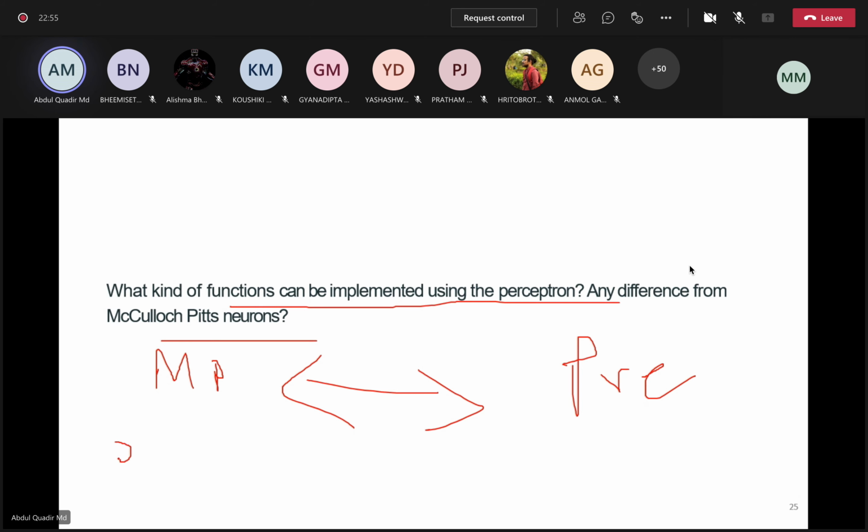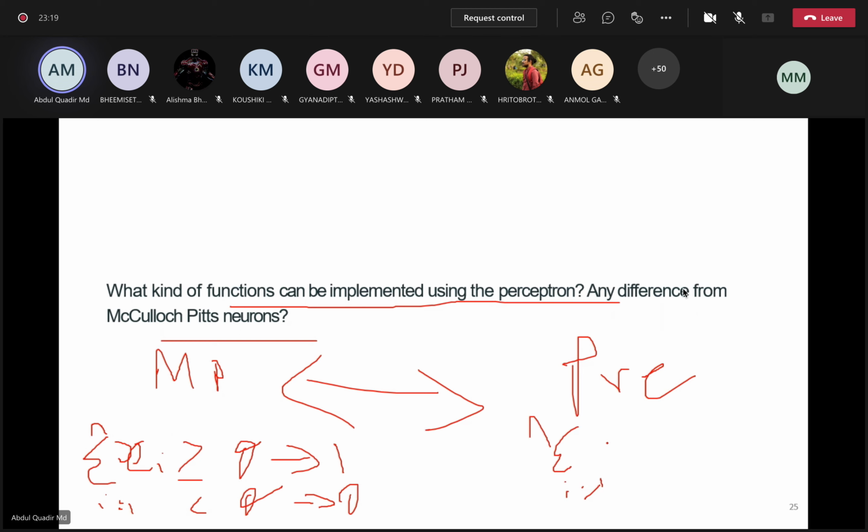Very good. Here, summation of xi, for MP neuron, i equal to 1 to n. If it is greater than or equal to threshold, it will fire 1. If it is less than threshold, it will fire 0. But what about the perceptron? Summation, same formula, i equal to 1 to n, xi into wi, that's all, students. If it is greater than or equal to threshold, it will fire 1. If it is less than threshold, it will fire 0.